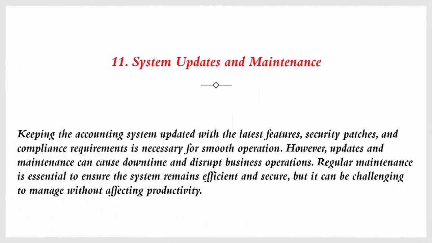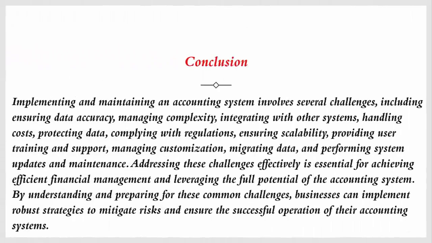11. System updates and maintenance. Keeping the accounting system updated with the latest features, security patches, and compliance requirements is necessary for smooth operation. However, updates and maintenance can cause downtime and disrupt business operations. Regular maintenance is essential to ensure the system remains efficient and secure, but it can be challenging to manage without affecting productivity.